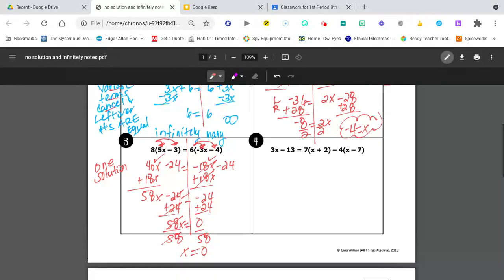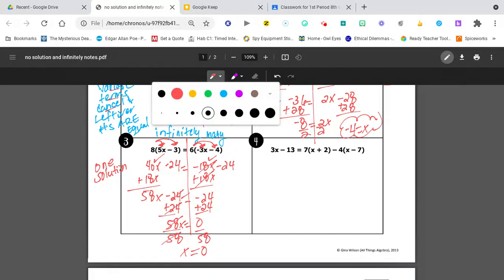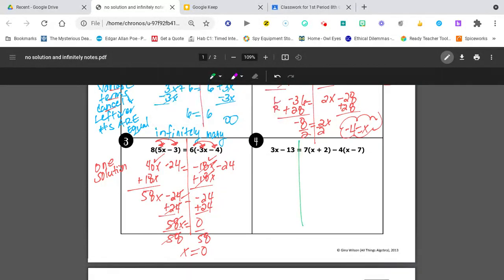Let's take a look at this last one. Going to bring down 3x minus 13. Distribute: 7 times x is 7x. 7 times positive 2 is positive 14. Use distribution again on this side. Negative 4 times x is negative 4x. And negative 4 times negative 7 is a positive 28.